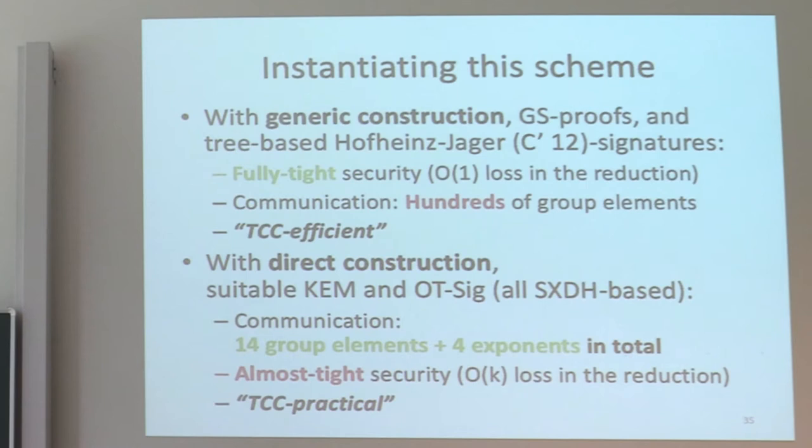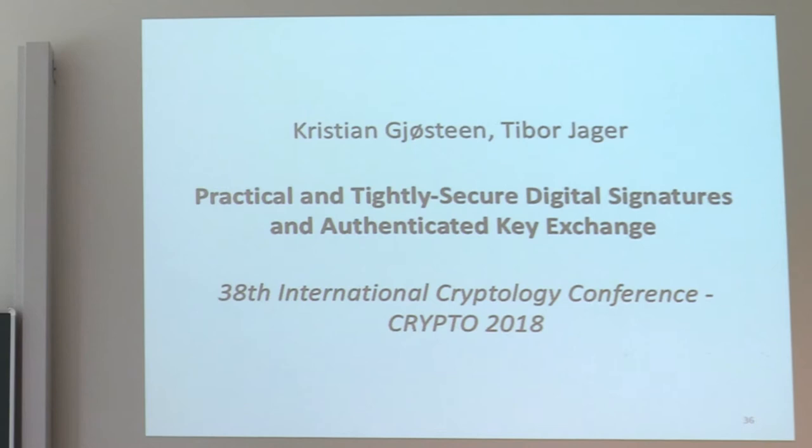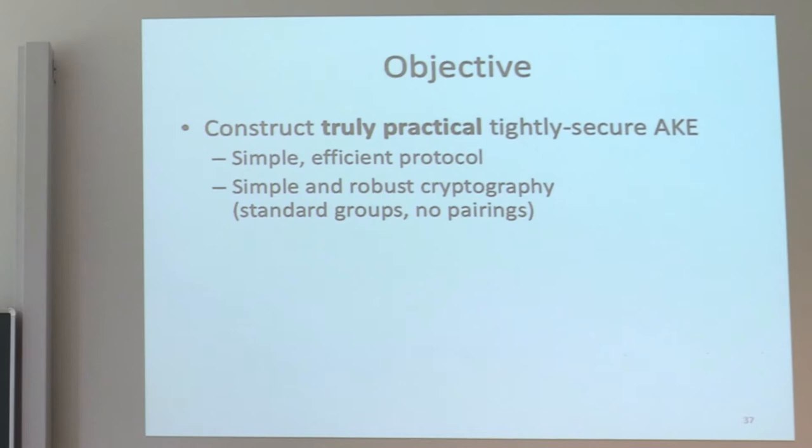Okay, so now on to the next result. The objective of this paper is now to get something which can really be considered practical. So what we want is a really simple and efficient protocol, which ideally is as simple as, let's say, signed Diffie-Hellman or some standard very well-known protocol, easy to implement and so on, and which uses simple and robust cryptography, so just standard arbitrary groups, whatever, elliptic curve groups or so on, no pairings and stuff like this, which are not yet available in many software libraries and so on and so on.